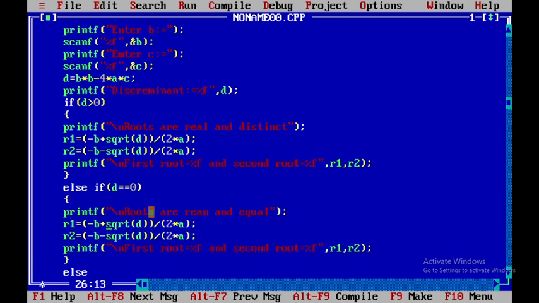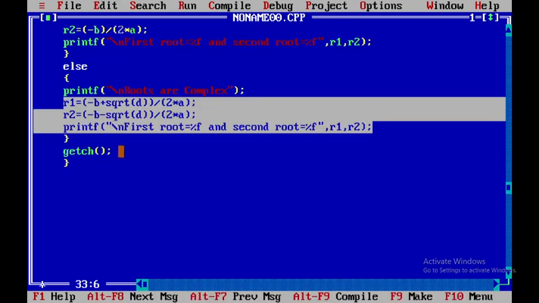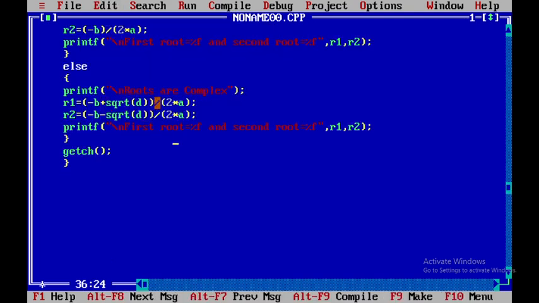Since d is 0, there is no need to write the square root term. Why? Because d is 0, discriminant is 0, and square root of discriminant is 0. So first root is r1 and second root is r2. Similarly, else, and again I am going to paste here, edit, paste.